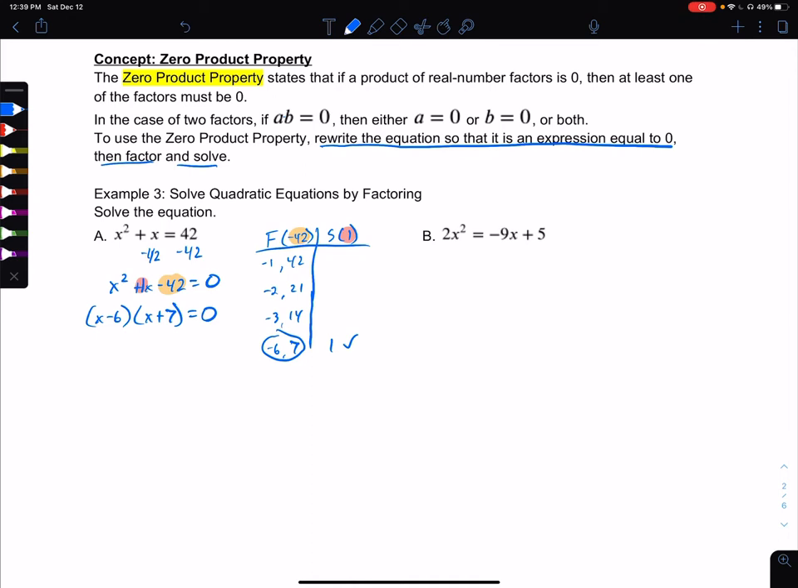Now, from here, this is the step where we can start to use the zero product property. The zero product property is telling us that if we have two terms, let's call these A and B, and they're equal to 0, then either A is equal to 0 or B is equal to 0 or both. So what I can do now is take the x minus 6 and set it equal to 0, and the x plus 7 and set that equal to 0. So I'm taking each factor and setting it equal to 0. Now I can solve these as I would a normal equation.